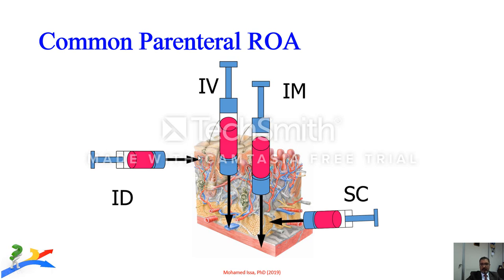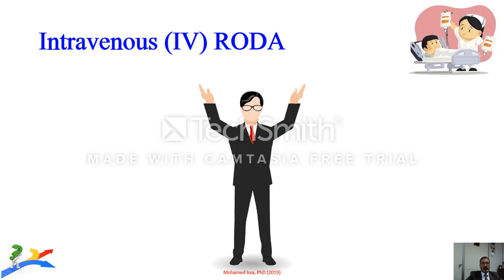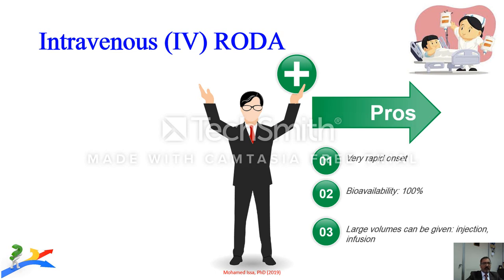So let's take them one by one. We start first with the intravenous route of drug administration. Definitely, the first advantage is a very rapid onset of action, almost within seconds. We administer the drug to the patient through an injection intravenously, and you may start to notice effects while you're still giving the injection. Of course, we give the injections very slowly to patients, so we can start to notice the pharmacological effect appearing. Bioavailability here is 100%.